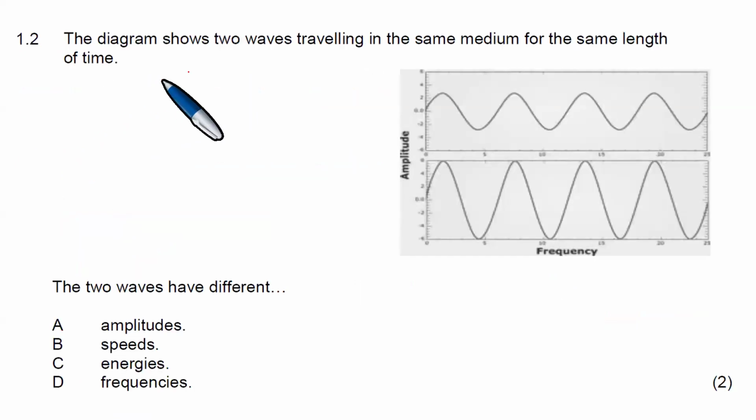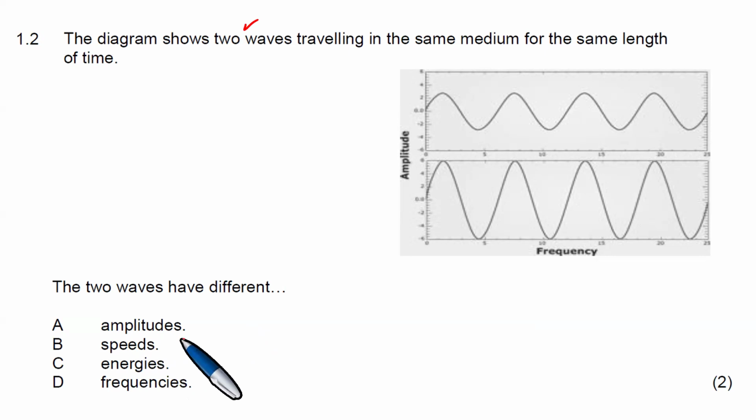The diagram below shows 2 waves traveling in the same medium for the same length of time. Right, here we have 2 waves that are traveling in the same medium for the same length of time. But these are 2 waves, wave number 1 and wave number 2. Each wave has its amplitude and frequency. The 2 waves have different what? What do they have? Have different what?